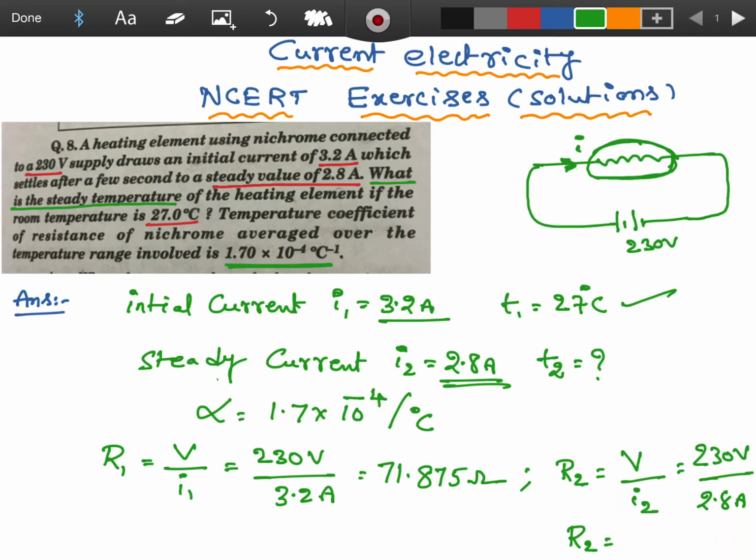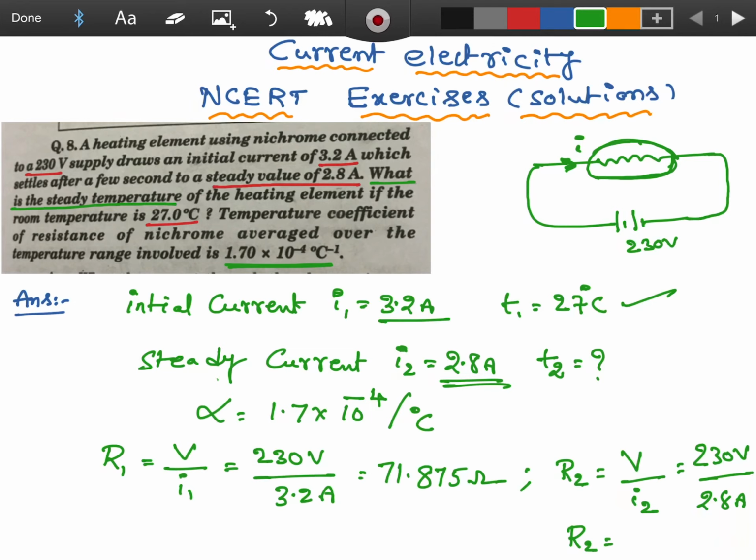A heating element using nichrome, connected to a 230 volt supply, draws an initial current of 3.2 ampere, which settles in a few seconds to a steady value of 2.8 ampere. What is the steady temperature of the heating element if the room temperature is 27 degrees Celsius? They're asking to find the steady temperature, and they also mentioned the temperature coefficient alpha.